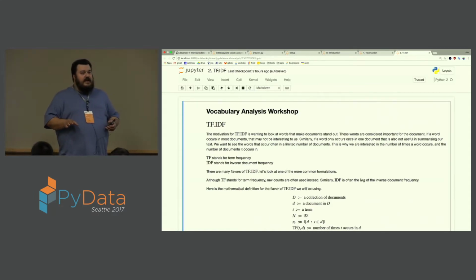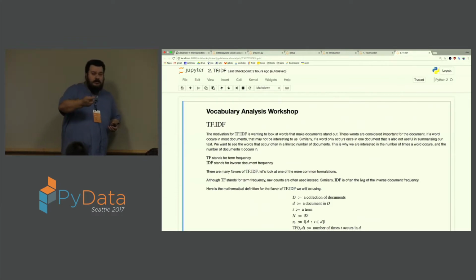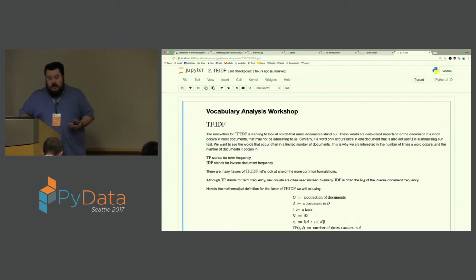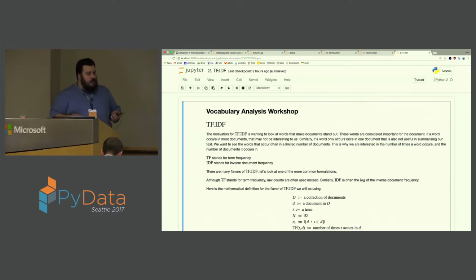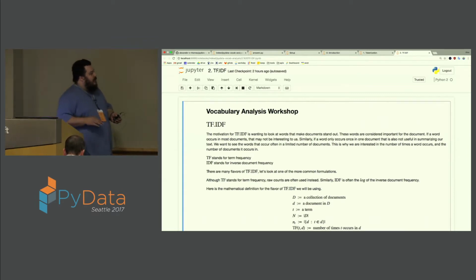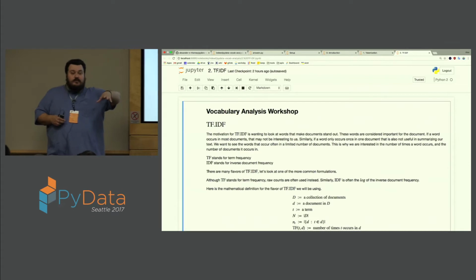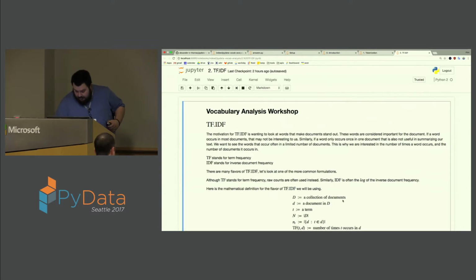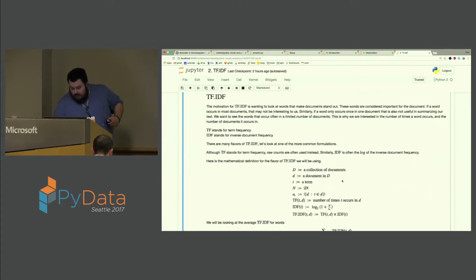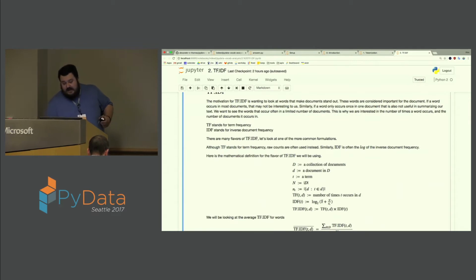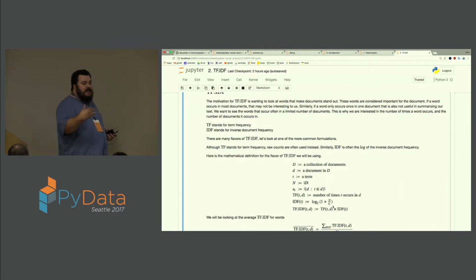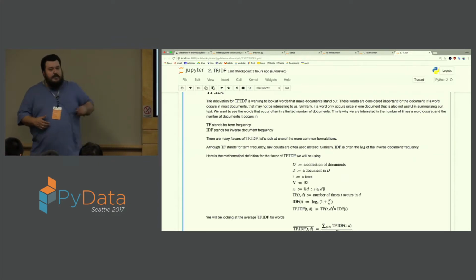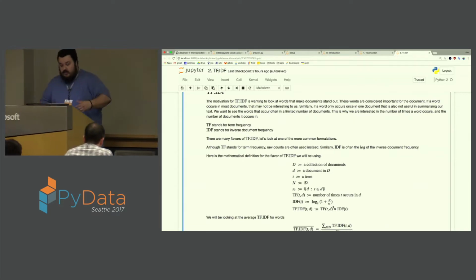The loose description of TF.IDF is that it's a number that will tell you how important a term is in a document relative to how important it is in the corpus. So you have your term frequency, which is the count of the number of times the term occurs in a document. And then for IDF, strictly speaking, the intuitive understanding is that it's just 1 over the document frequency, but generally people use the log of 1 plus that value.